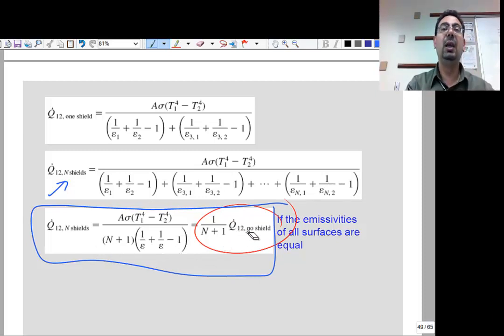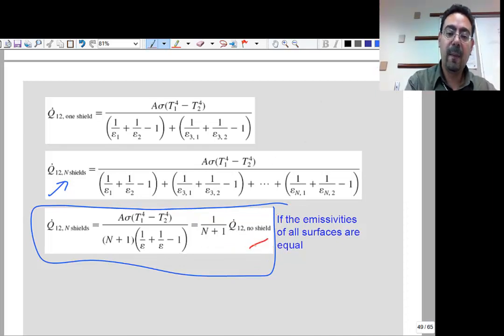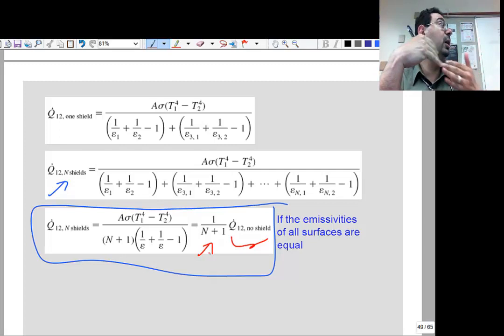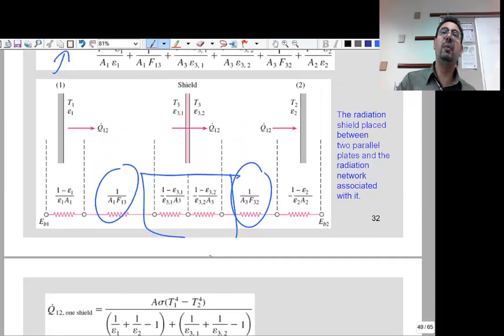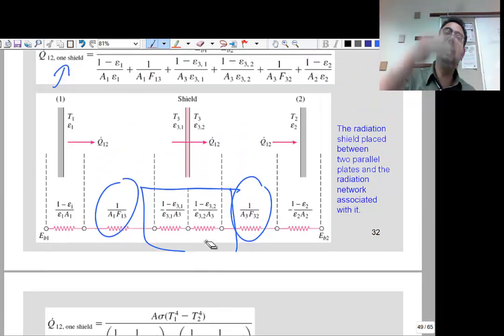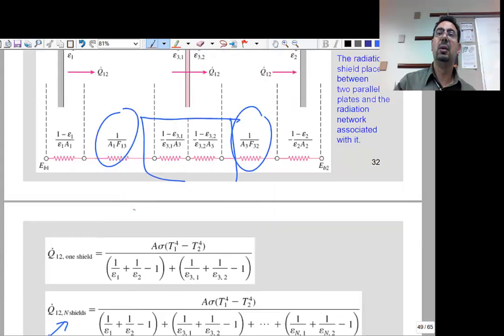It's as if you are taking the Q with no shields, this guy, Q with no shield, and you are dividing it by n plus 1. So if you have 10 shields, you are reducing that Q by 11. You are dividing it over 11. That's only how much will be passing by. And where does this come from? Because of the extra resistance they are inserting every time you add one of those shields: the surface resistance for radiation for both of them, both sides.